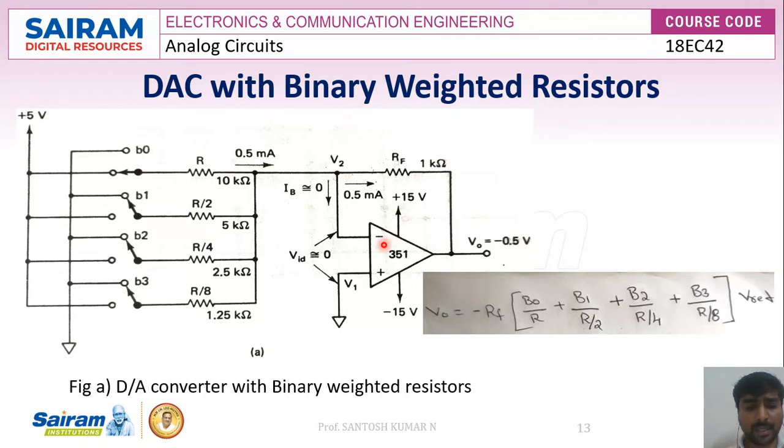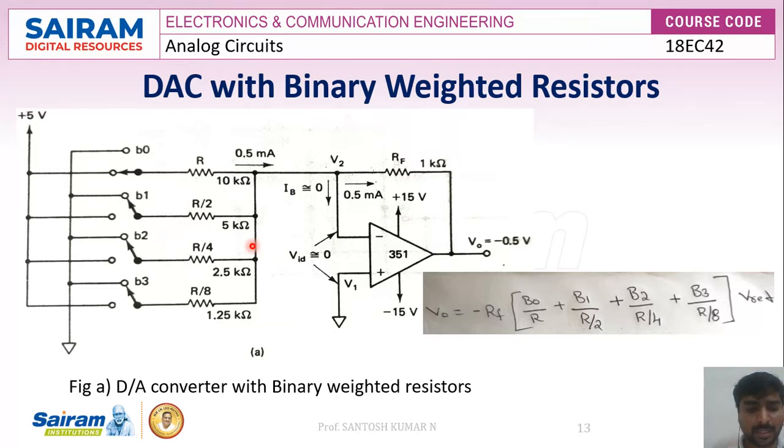Since the number of binary inputs is 4, here we have 4 binary inputs, this converter is called a 4-bit binary converter. Because we have 4 bits, there will be 16 combinations of inputs, and we get 16 analog combinations at the output. Four switches, that is B0 to B3, are used to simulate the binary inputs. Simulating in the sense which is used to apply the binary inputs to your circuit.